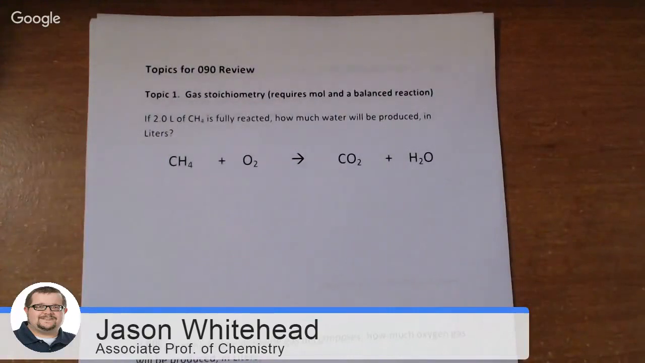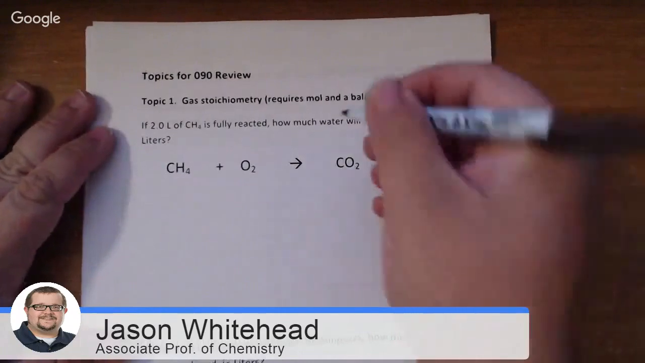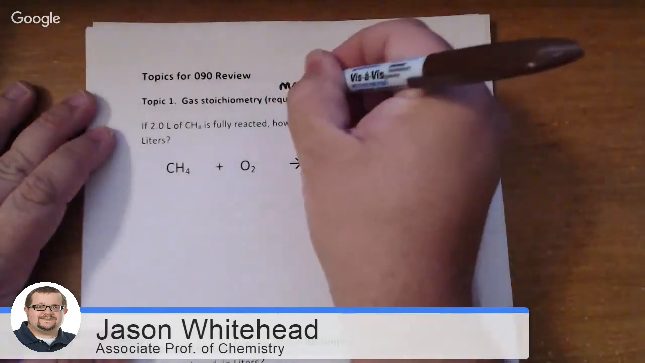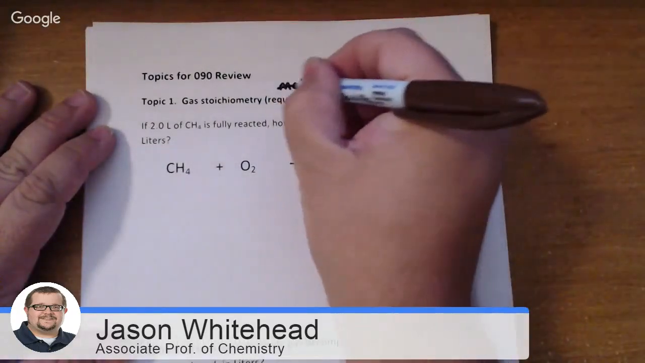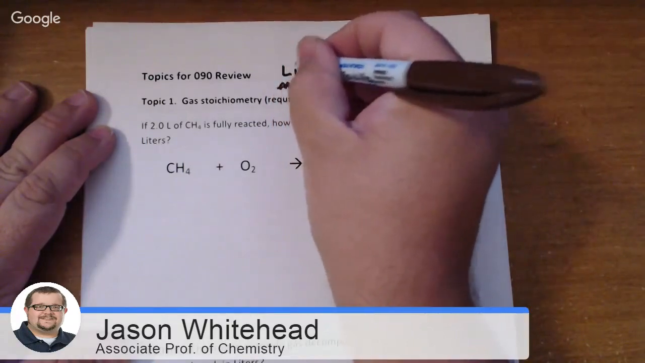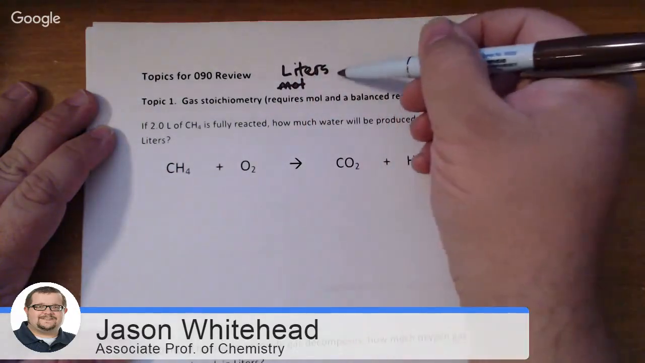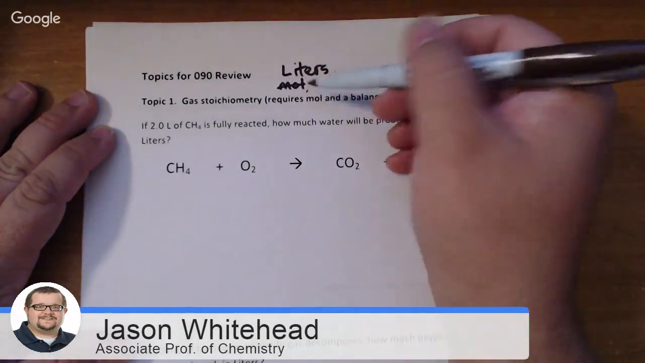So we're going to start off with gas stoichiometry. Gas stoichiometry is very similar to the stoichiometry that you did for exam 2. We're still going to need 2 things. Actually, excuse me, instead of moles, we're working in the gas chapter. So we need liters. This is the only change from what you've done before. We'll need liters instead of moles.